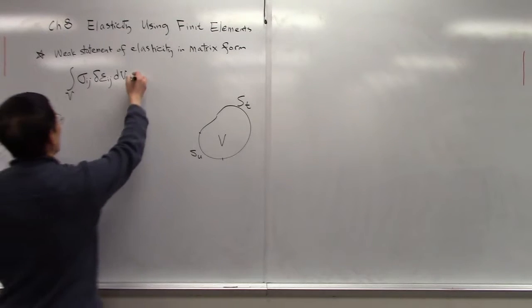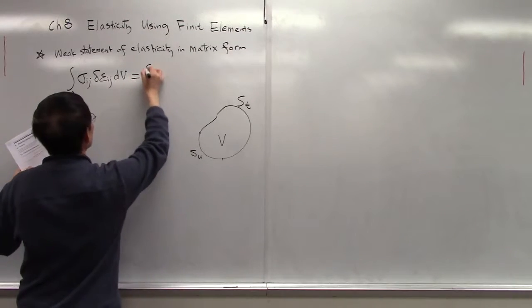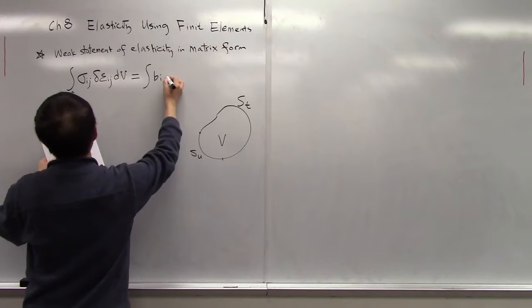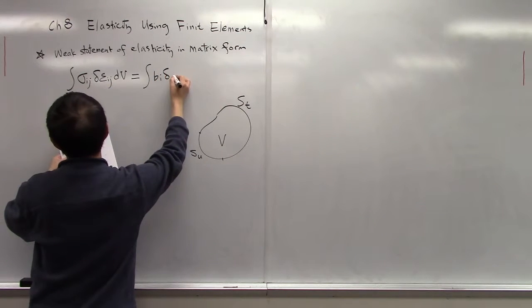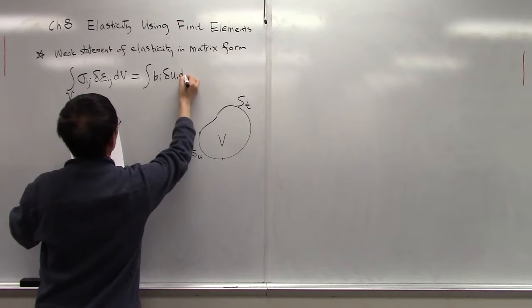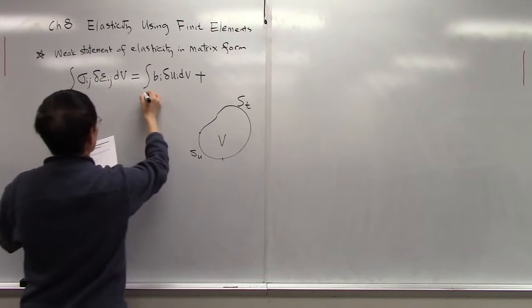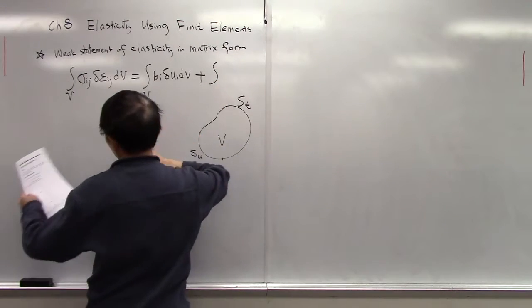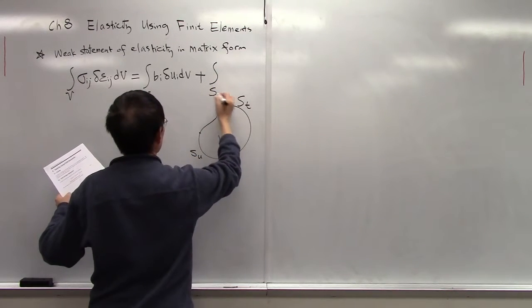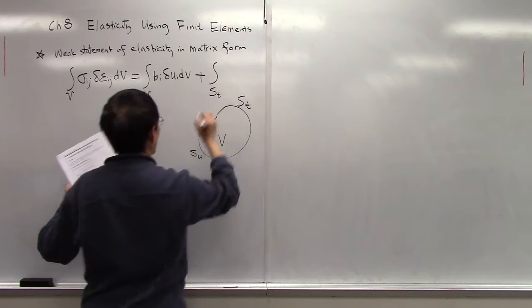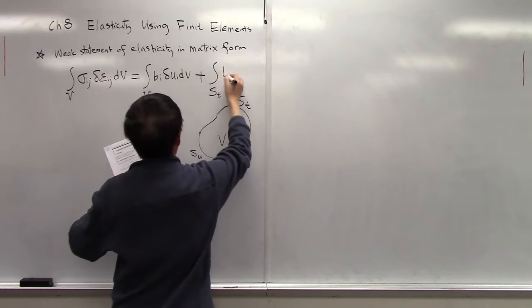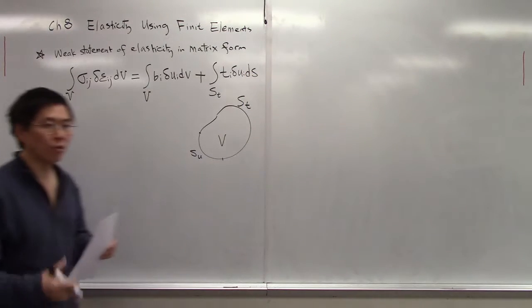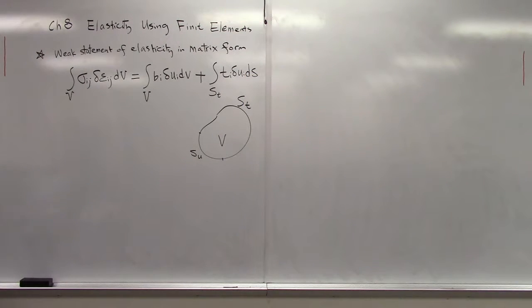Okay. All right. This is equal to the integration of body force with delta Ui dV. Then plus, this is integration over the body, and then plus a surface integration term. This surface is over traction boundary only, Ti delta Ui dS. We went through the details of the derivation.